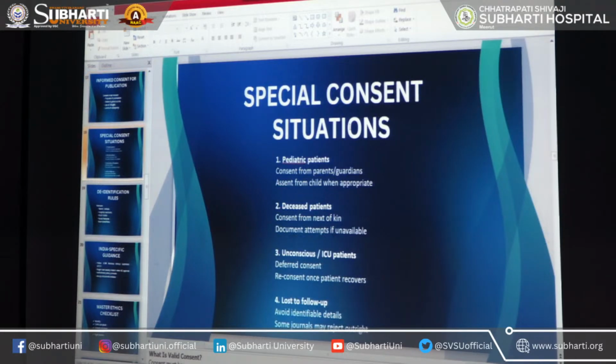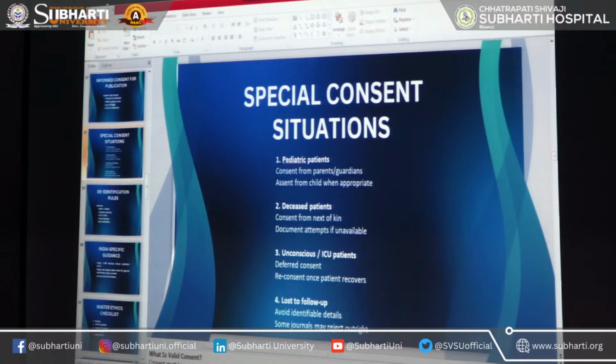Now, there are a few situations where you need special consent. First, pediatric patients. You're reporting a case on a pediatric patient, so you need to have consent from the parents and the guardians. Okay. And assent from the child whenever appropriate.